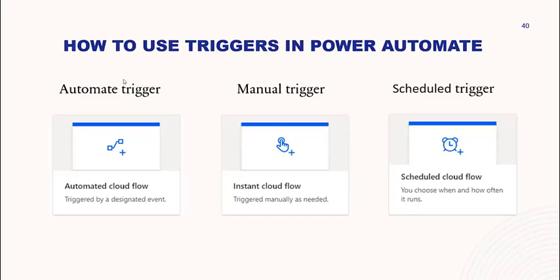Hello everyone. In this video, we will see how to use triggers in Power Automate. In the last video, as we discussed, there are three different types of triggers in Power Automate. That is automated trigger, manual trigger, and schedule trigger. In this tutorial, we will see how we can use these triggers in Power Automate. So let's start with the automated trigger. How can we create an automated trigger in Power Automate?